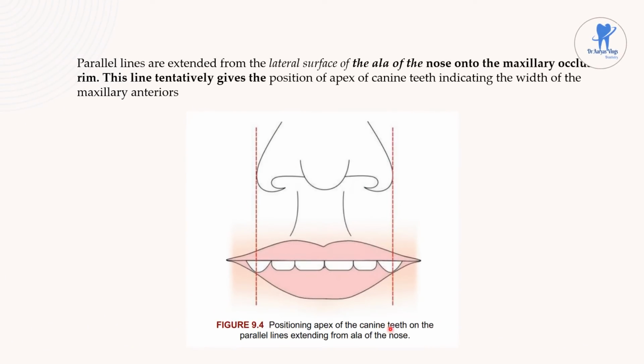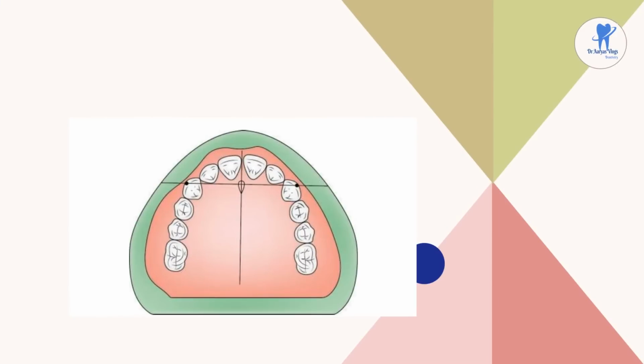And these are the parallel lines extending from the lateral surface of the ala of the nose. This is the ala, and these are the lines which are extended from the lateral surface of the ala of the nose onto the maxillary occlusal rim. And this line tentatively gives the position of the apex of the canine teeth, indicating the width of the maxillary anteriors. So the apex of the canine teeth is positioned on the parallel lines extending from the ala of the nose. This is the tip of the canine.